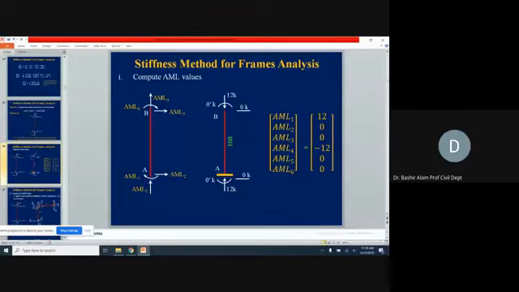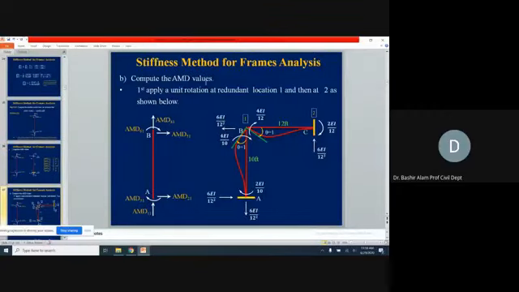Similarly, AML4 is minus 12. Why minus 12? Because upward is my positive direction and the load is in the downward direction. AML5 is 0 and AML6 is also 0. So for member AB we have completed the AML matrix. Let's complete the AMD matrix also for member AB.